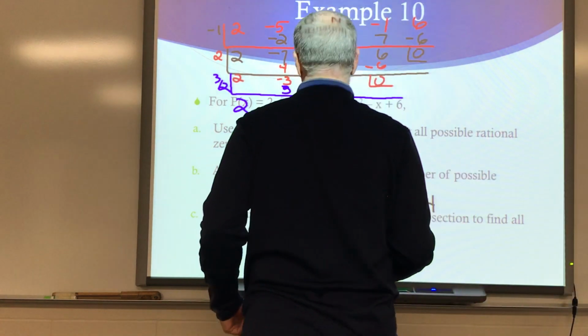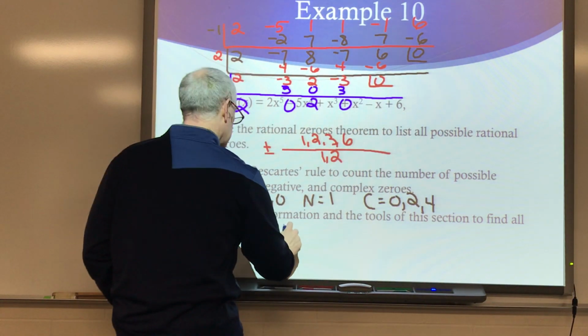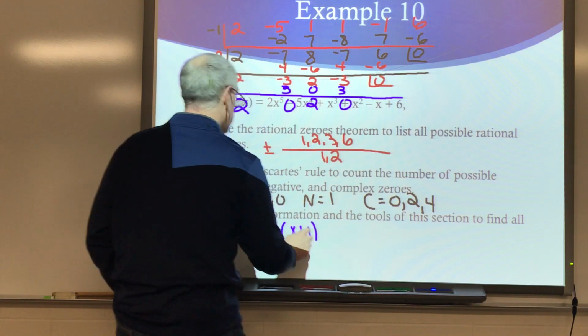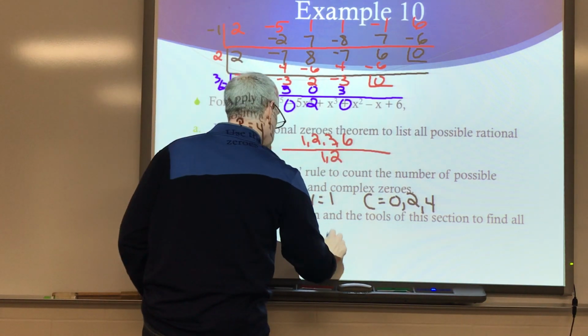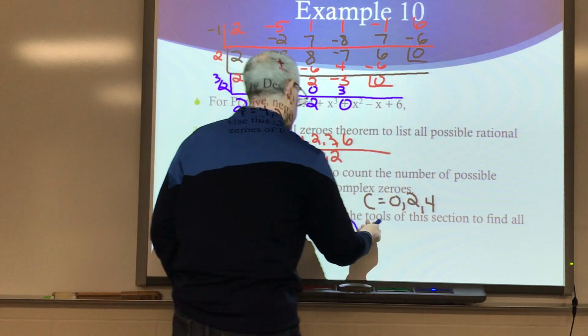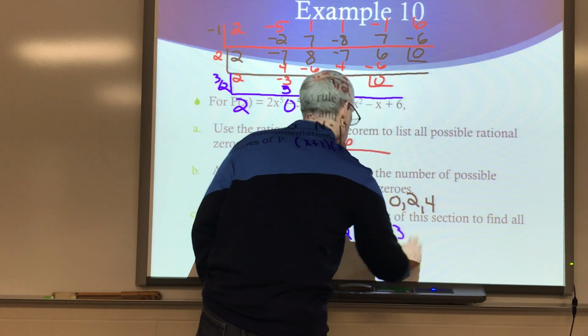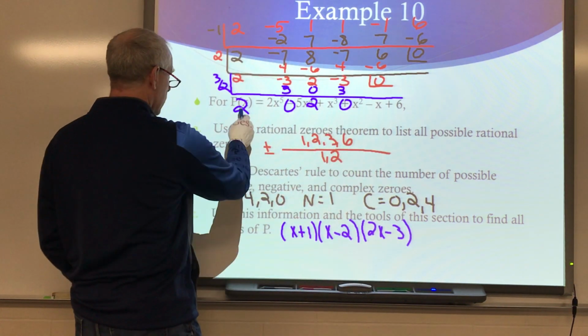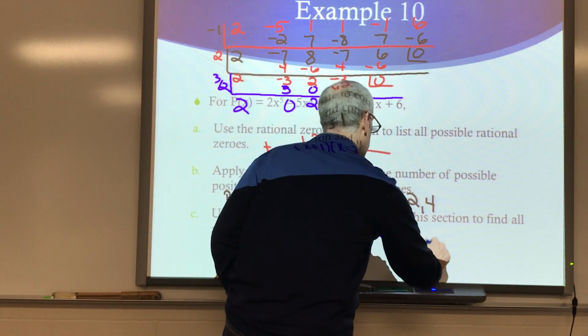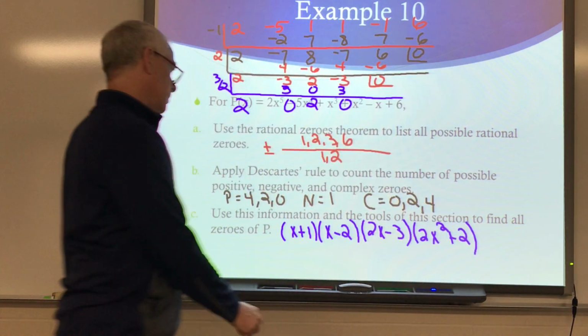So let's think about what's left here, you guys. I've got negative 1, so that's x plus 1 is a factor. I've got a 2, x minus 2 is a factor. I've got 3 halves. So I've really got 2x minus 3 as a factor. And then this is left with 2x squared plus 2. Okay?